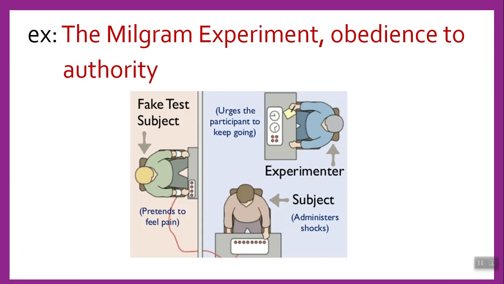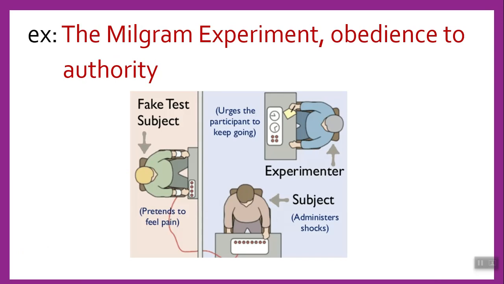Now, the fake test subject was not actually being shocked. But what he would do was, when he was given this fake shock, he would make a noise. And as the intensity of the shocks increased, the amount of noise indicating pain would increase as well. So this subject at the bottom, would he continue to shock, to at least think he was shocking this person, causing him pain, just because an authority figure told him to do so? And actually, subjects did continue to do it.